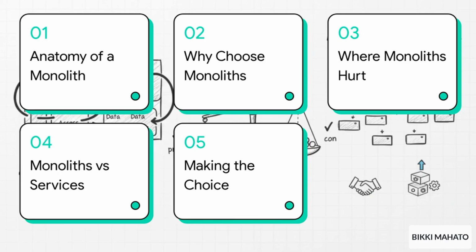Here is our high-level design cheat sheet, laying out exactly what we'll cover. First, the anatomy of a monolith. Then, why teams choose monoliths. Next up, where the monolith hurts. Then we'll do monoliths versus microservices, and finally, making the right choice.